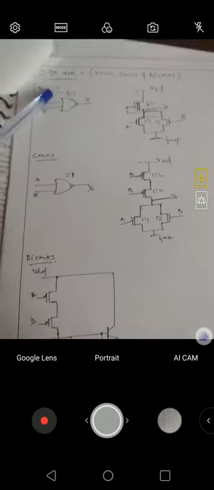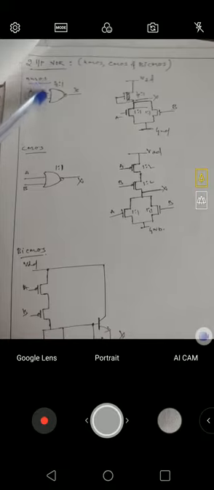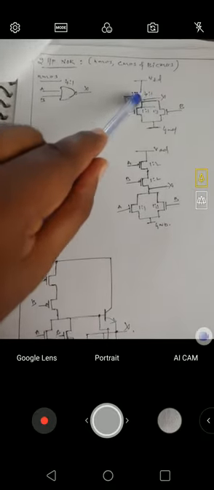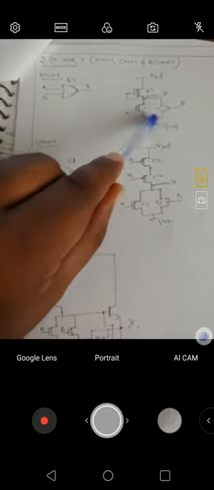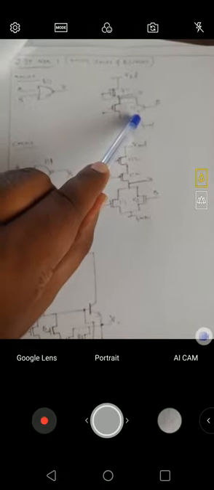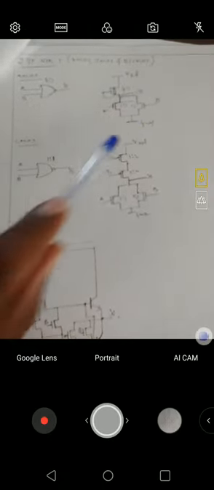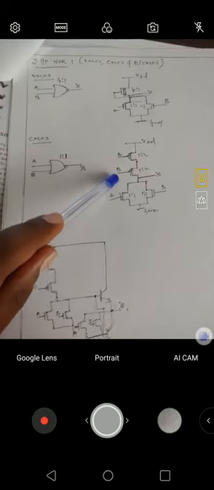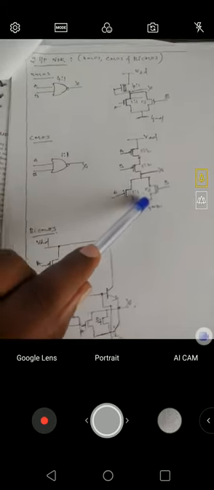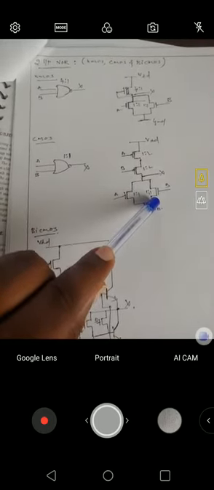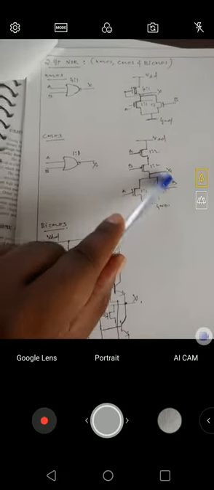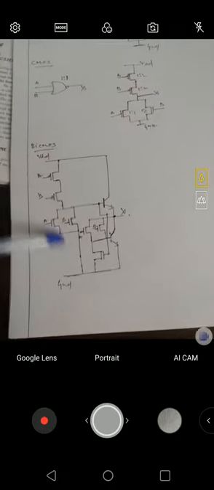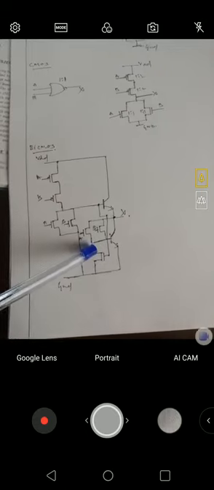Now, 2 input NOR gate. In the NMOS design, pull up is a depletion mode NMOS transistor, and pull down is a parallel connection of the NMOS transistors. And in CMOS, a series connection of the PMOS transistors and a parallel connection of the NMOS transistors. In between you can connect the output. And this is the structure of the BiCMOS design NOR gate.